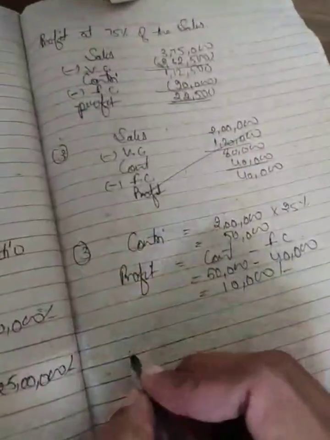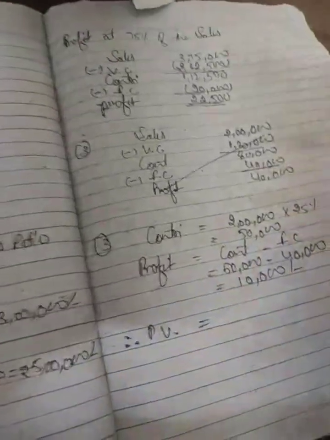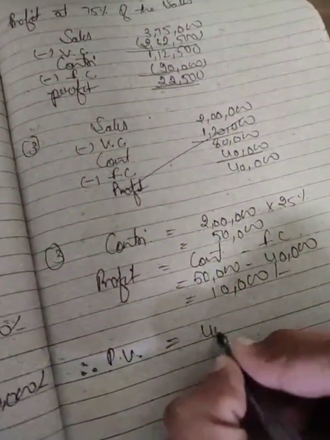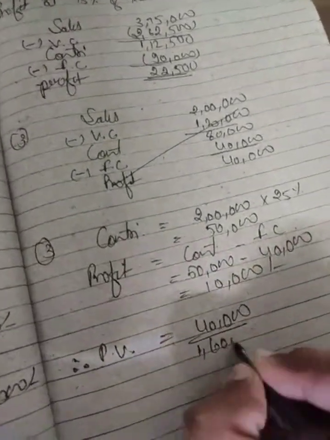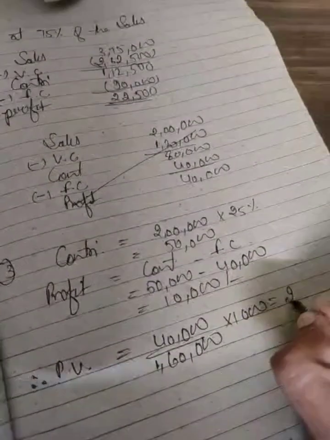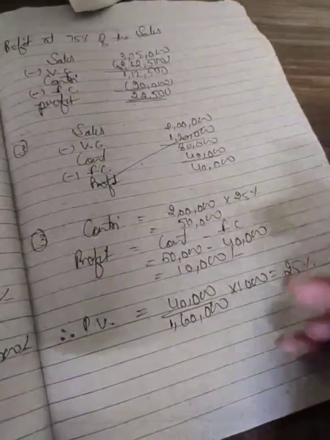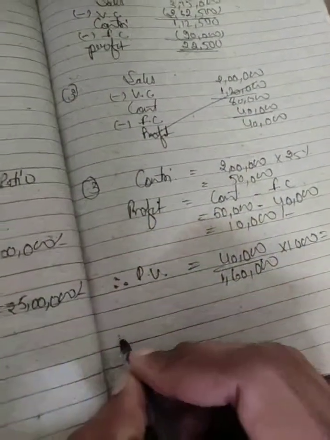Now it is clear. Here we have found out the PV ratio. How have we found out the PV ratio? Sir, we know that this 40,000 divided by this 160 is our PV ratio, which is 25 percent, right? Alright, sir. So that is how we have found out this.